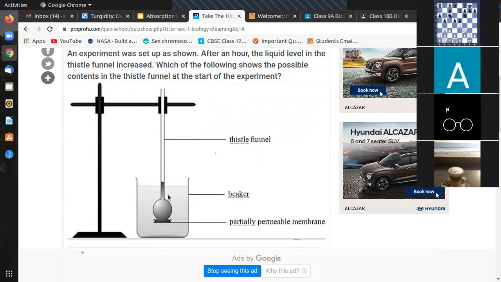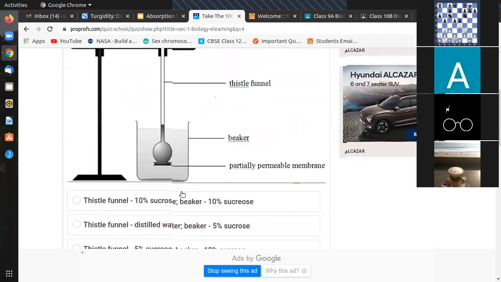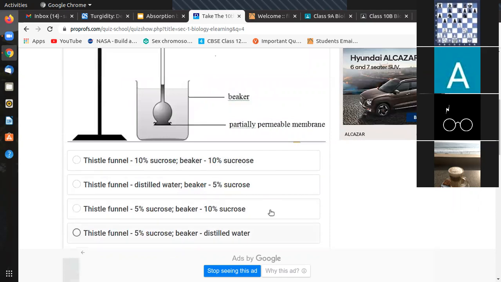Now, if the level is increasing, you have to think from that perspective, what could be the content inside? What do you think? You have to think in terms of whether osmosis is happening, diffusion is happening, or what exactly is happening. And then you have to answer accordingly.